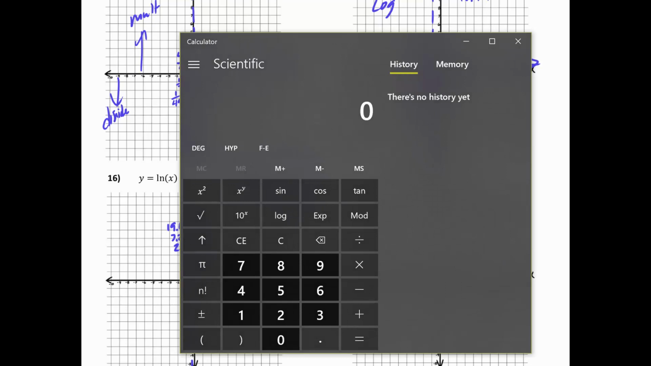Okay, if you have a calculator, this is all you have to do. 1 times 2.7. There's your answer. Times 2.7. There's your next answer. Times 2.7. There's your next answer. Times 2.7. There's your next answer.